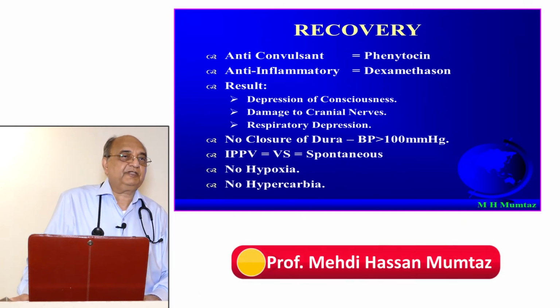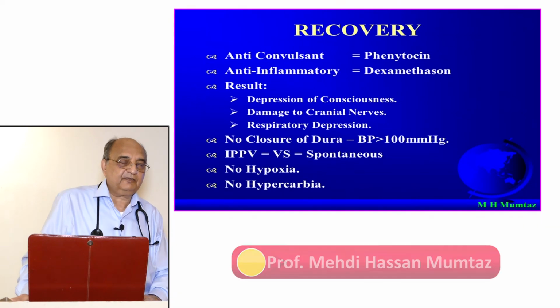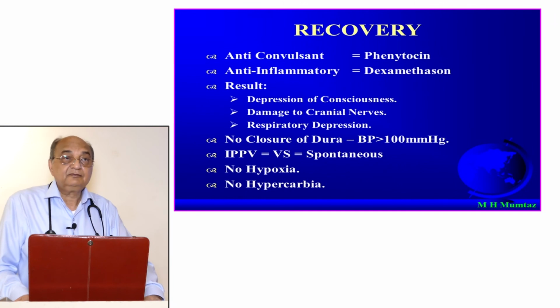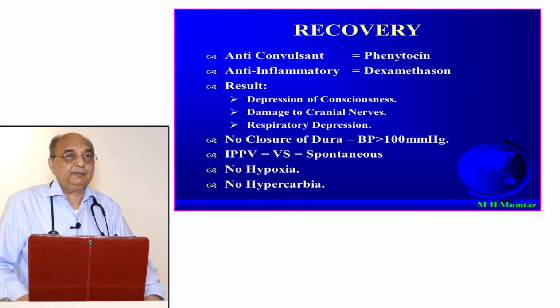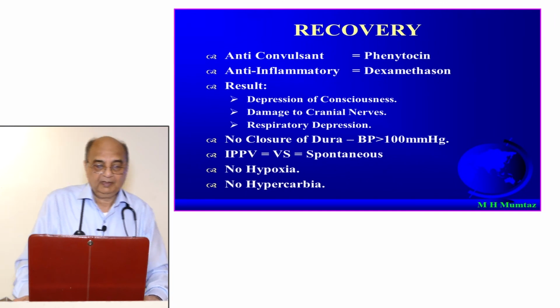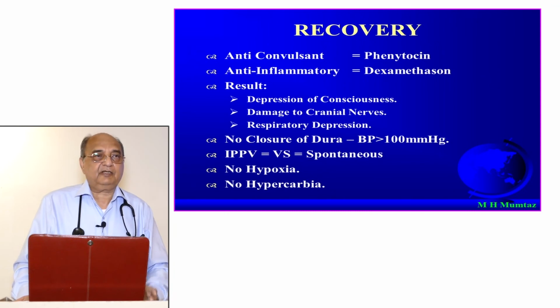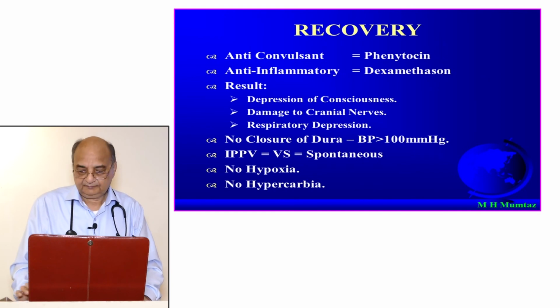IPPV versus spontaneous: you have to decide whether you are going to keep the patient on intermittent positive pressure ventilation or let the patient breathe spontaneously. It will be better to ventilate these patients for the first 24 to 48 hours. Ventilate to 25 to 30 millimeters of mercury of CO2. And there should not be any hypoxia or hypercarbia in the post-op period.